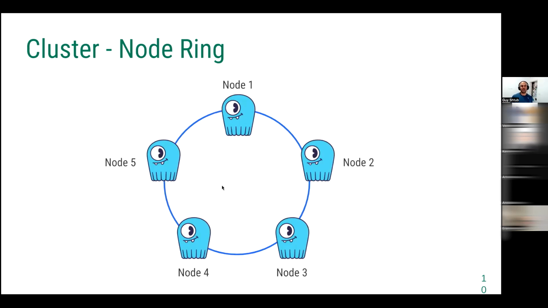We think about it as a node ring, like you see here, a node ring with 5 nodes. In production, we recommend to have at least 3 nodes. And it can be all the way up to hundreds of nodes. We have some customers running huge clusters with hundreds of nodes.